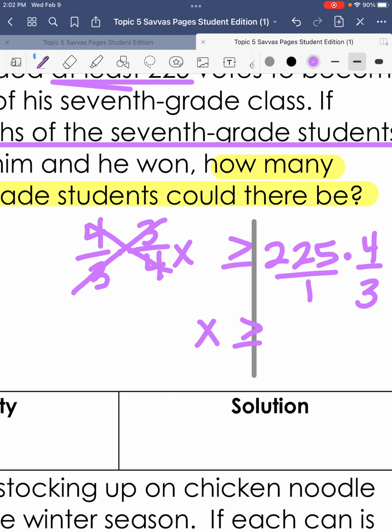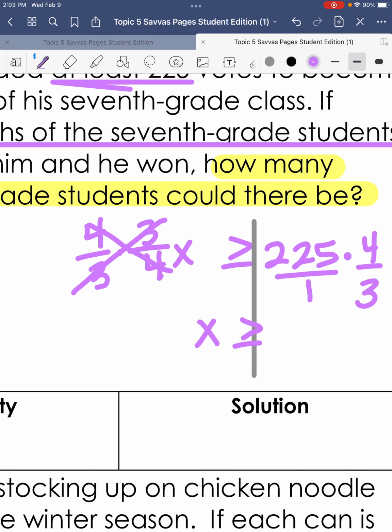Well, here's a trick. I know that 2 plus 2 is 4, and 4 plus 5 is 9. So all of these numbers add up to 9, and 3 does go into 9. So I know that 3 will go into 225. I just don't know how many times off the top of my head. So in my calculator, I'm going to type 225 divided by 3, and I get 75.